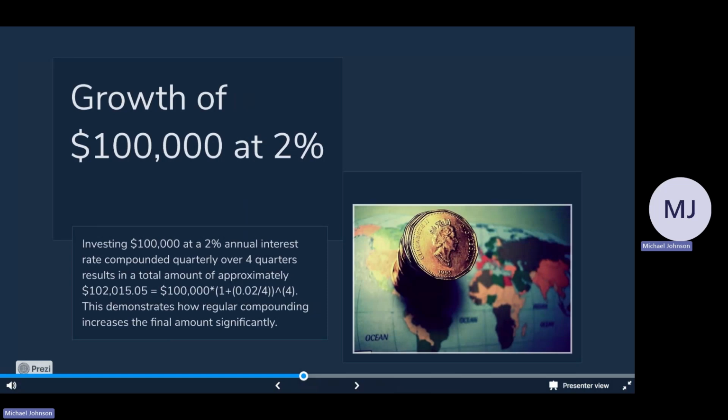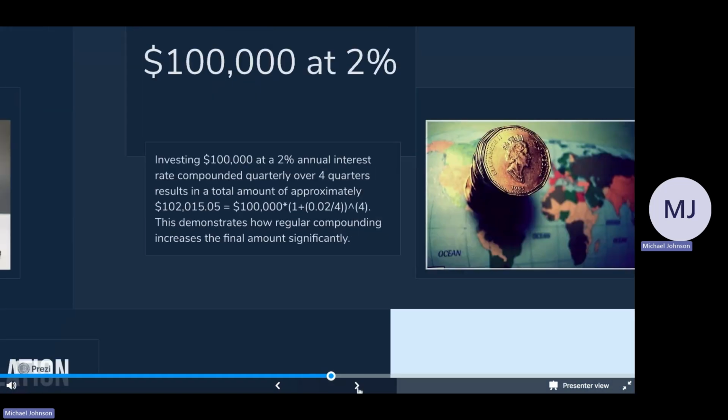Investing $100,000 at a 2% interest rate annually, compounded quarterly over 4 quarters, results in a total amount of approximately $102,015.05. And you do this by doing $100,000 times (1 + 0.02/4 quarters) to the exponent of 4 quarters. This demonstrates how regular compounding increases the final amount significantly.